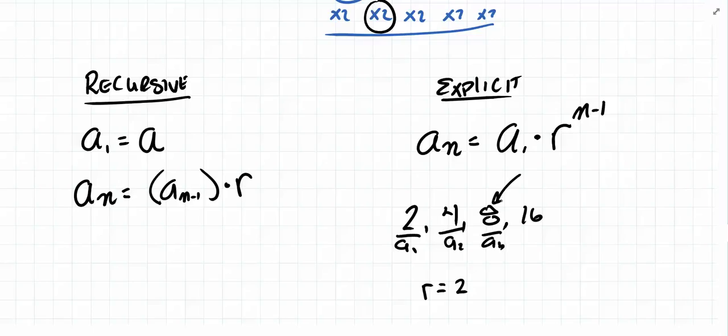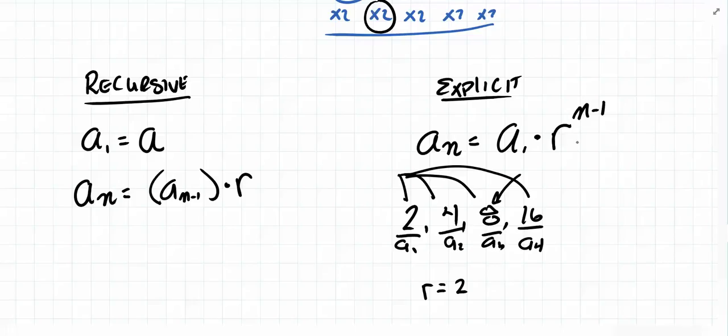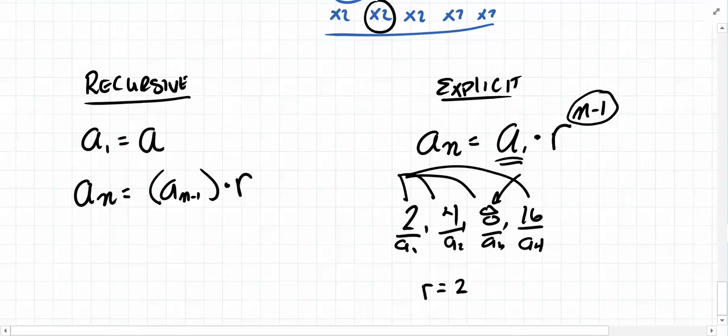So what about this one? This is the fourth term. How many times have I had? Yeah, the power minus 1. That's why. So I've applied it 3 times. I have applied the ratio 3 times to get to my fourth term. That's why my initial term and my n minus 1 is in the explicit formula. Okay? Okay, here is a geometric sequence. We're going to write it both in explicit and recursive terms.